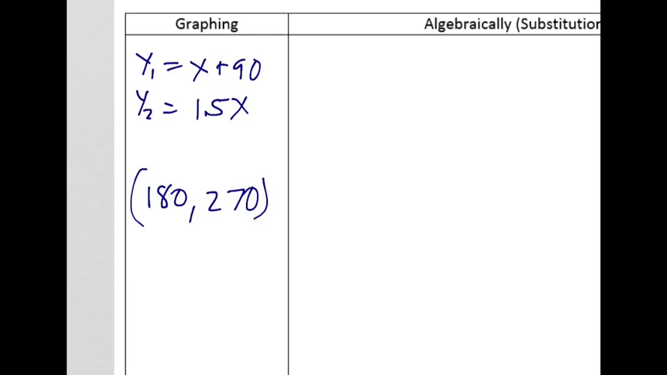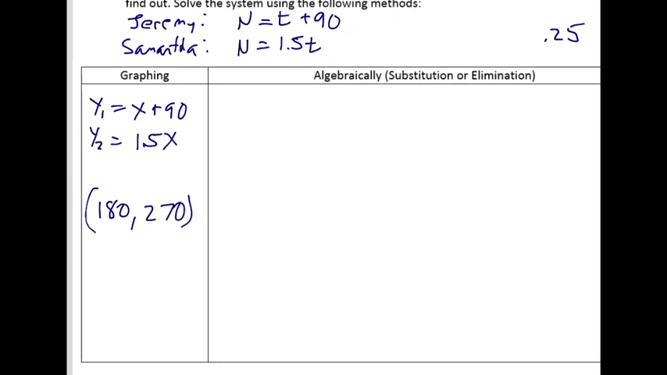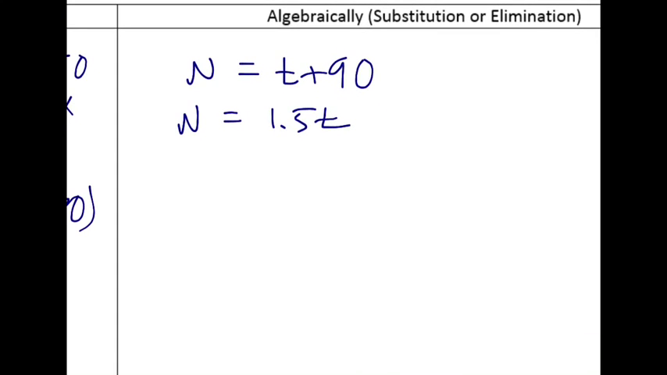Okay, same thing now, just with an algebraic method. Our two equations were n equals t plus 90 and n equals 1.5t. Should we use elimination or substitution? You can do either. Substitution. Why? Because one is solved for.